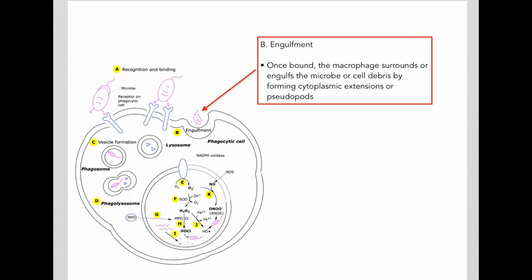Once the binding is done, once the microbe binds to the immune cell, then the macrophage or the neutrophil, whatever this immune cell is, mostly the macrophages and neutrophils, they're very good at phagocytosis. They will surround the microbe by forming these cytoplasmic extensions that we call pseudopods. So this is the step that we call engulfment.